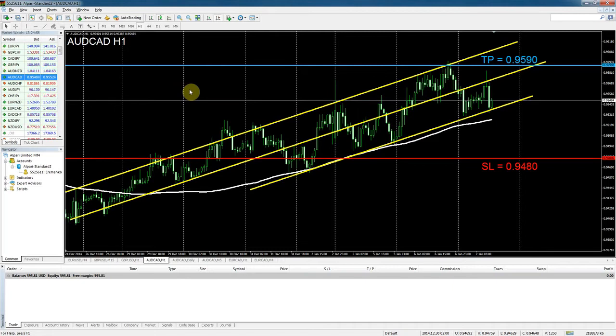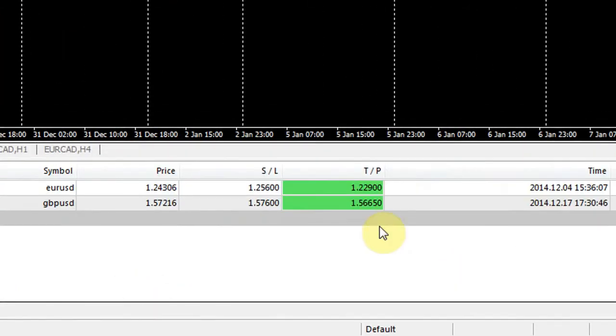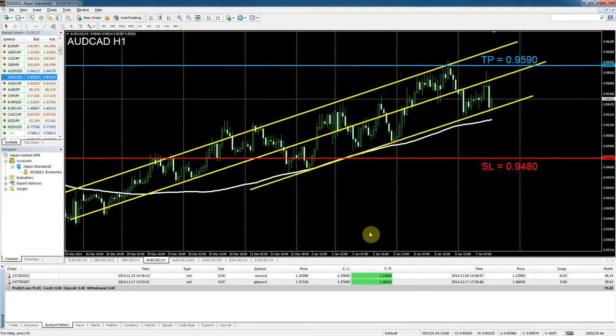So I think this will be a good example to illustrate currency pairs that don't involve the American dollar. As you can see on this account, we now have $595.81. If we go to the account history, we can see our two profitable trades from previously. And what we're going to do today is conduct our third.